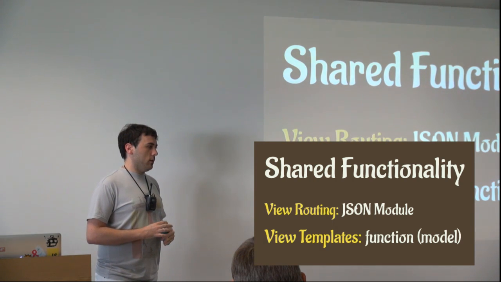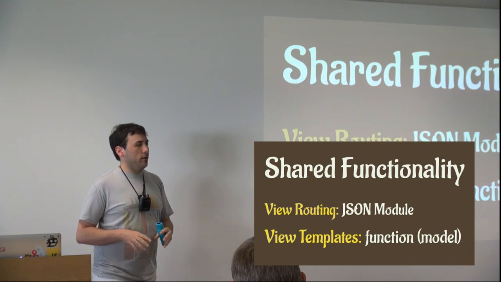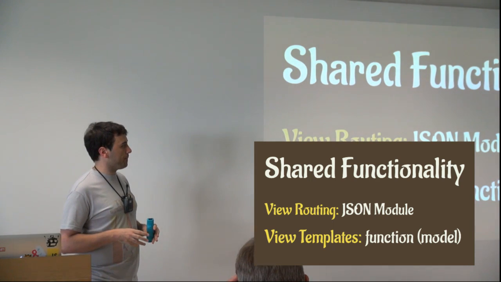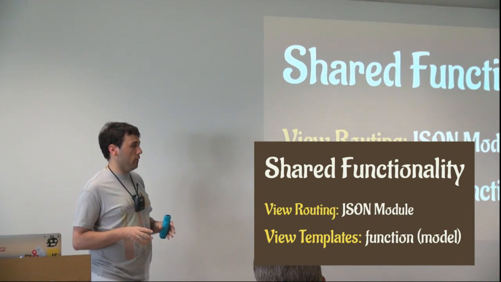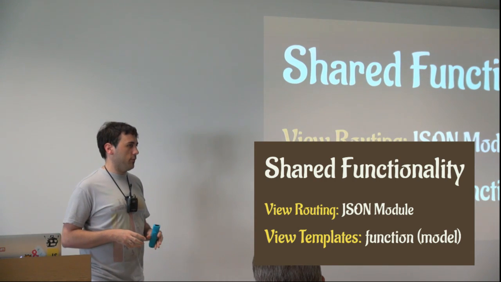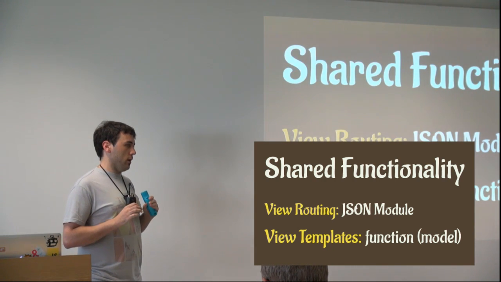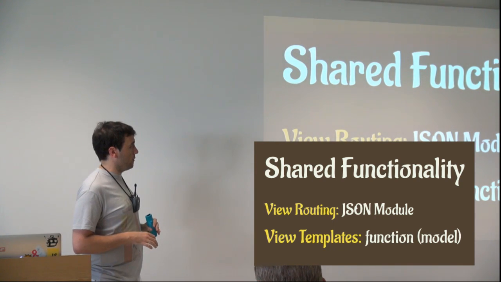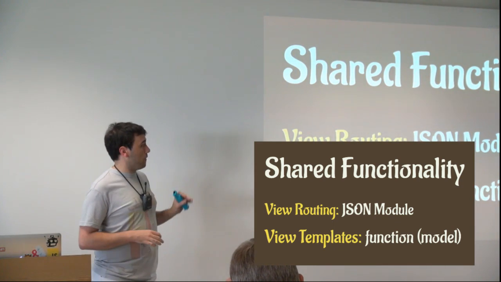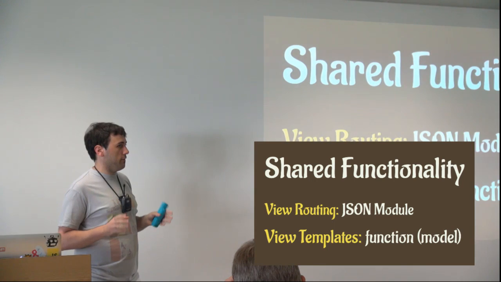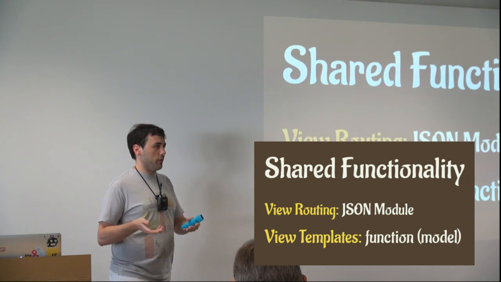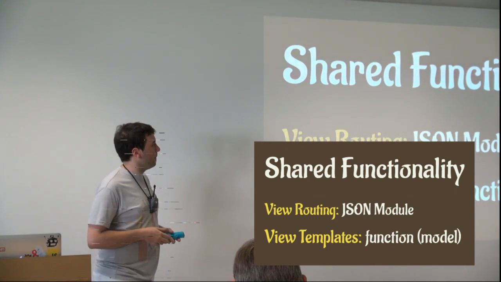In the client side, it will actually use the routes module, which is what Express uses for view routing, so you get the exact same route treatment in both sides of the stack. And for view templates, it just uses a function that takes in a model and returns an HTML string.